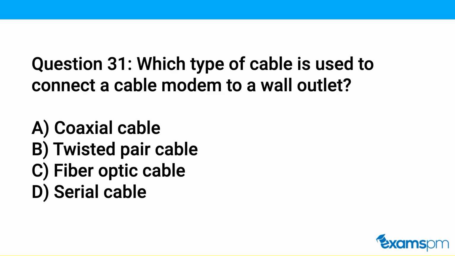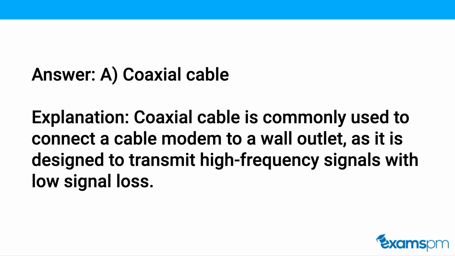Question 31. Which type of cable is used to connect a cable modem to a wall outlet? A. Coaxial cable. B. Twisted pair cable. C. Fiber optic cable. D. Serial cable. Answer: A. Coaxial cable. Explanation: coaxial cable is commonly used to connect a cable modem to a wall outlet, as it is designed to transmit high-frequency signals with low signal loss.